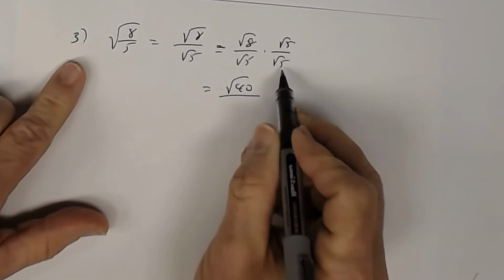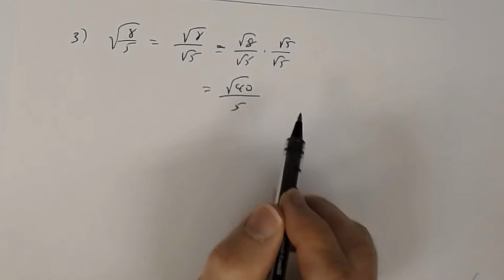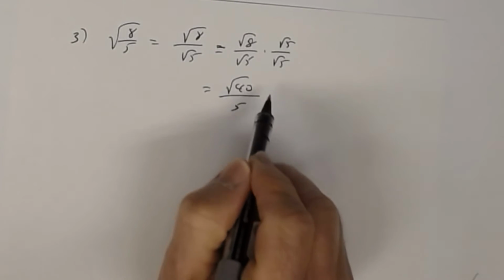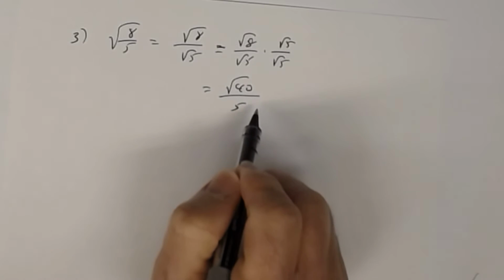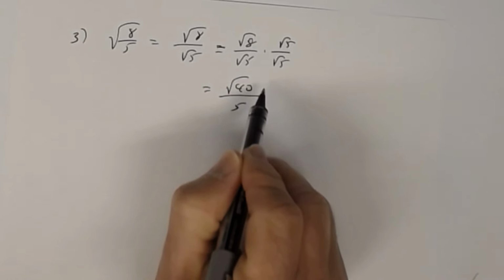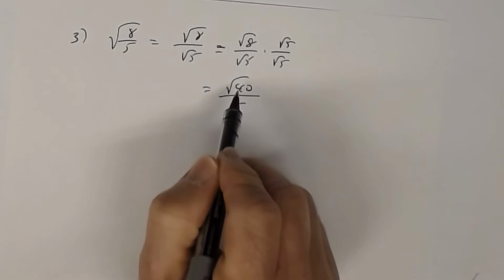And then the square root of 5 times the square root of 5 is just 5, because the square root of 25 is 5. But remember, you need to simplify your radicals. So when you get to this point, if you leave this as your answer, even though you've rationalized the denominator, you're not going to get full credit because you forgot to simplify your radicals. Always simplify your radicals in this course.